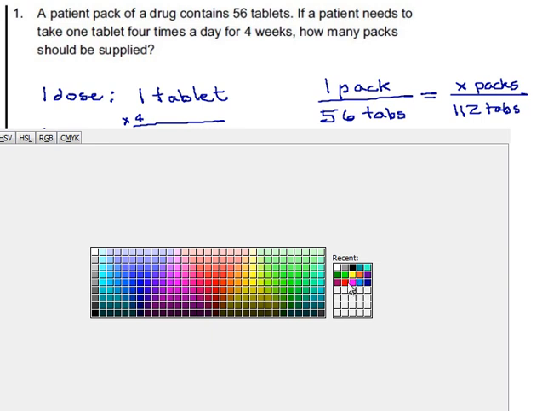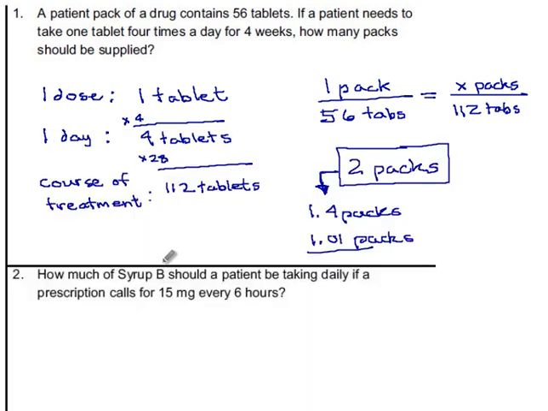Let's see what happens with this syrup stuff down here. How much of syrup B should a patient be taking daily if a prescription calls for 15 milligrams every 6 hours? So again, we're going to have information about the dose, the amount in a day, and I'm going to put in course of treatment just to remind you about it, but I don't think we're actually going to be able to answer that part in this question. They say a dose is 15 milligrams every 6 hours. What does that have to do with the amount per day?